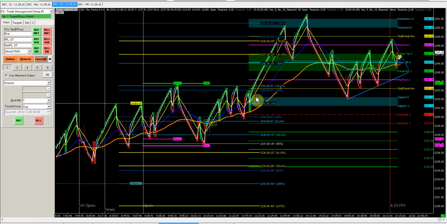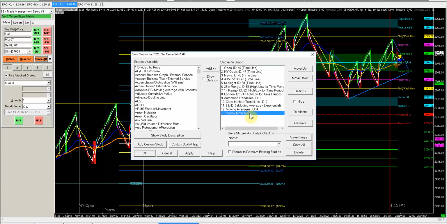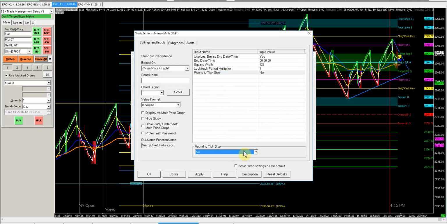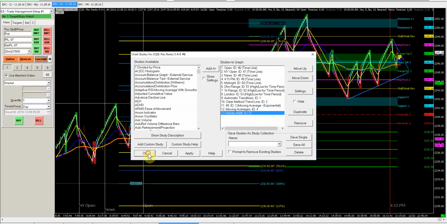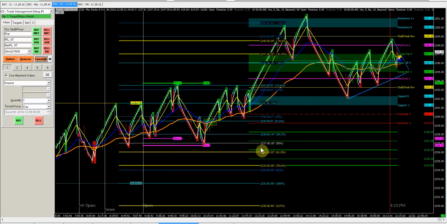So I would set a buy limit order at 22.42. Well, you can't set it at 22.42.19. I would probably set it to like 22.42.25. And let's see. I'm going to bring that up because that should have been set to rounded tick size. So there we go, 22.42.25. I would have gone in long.